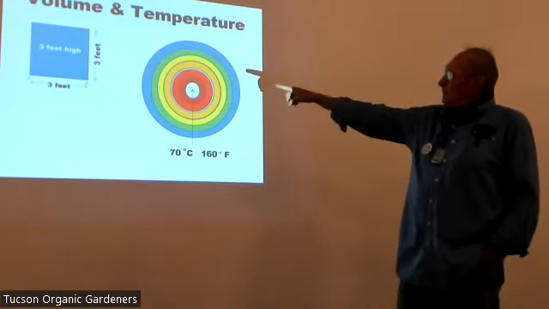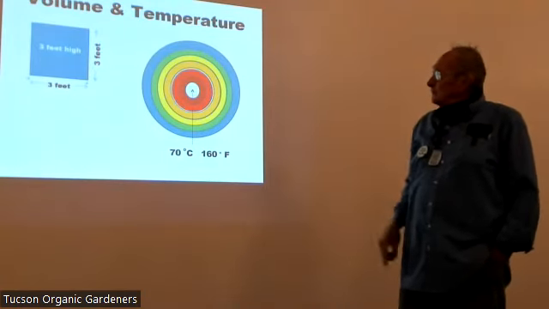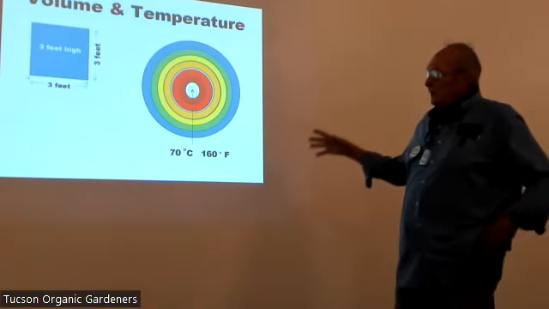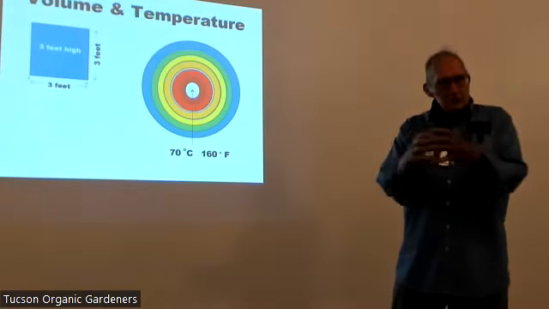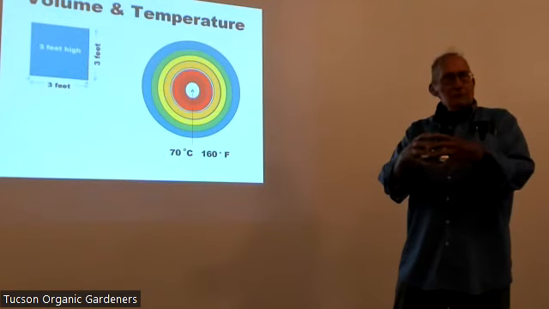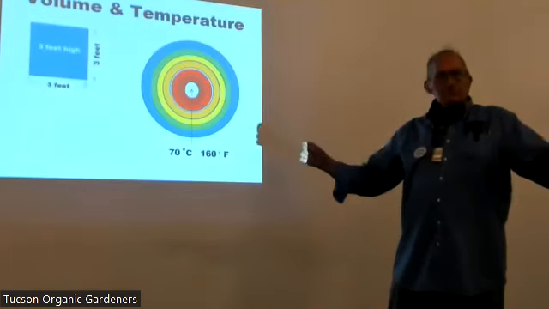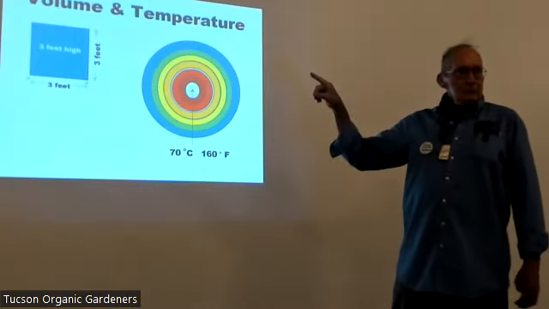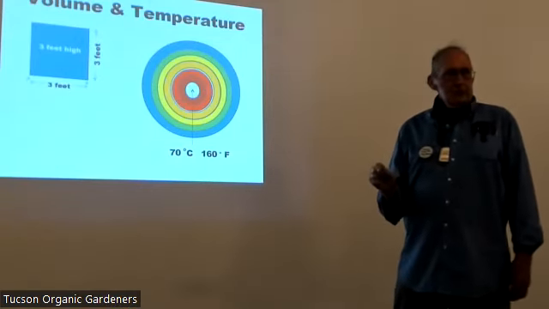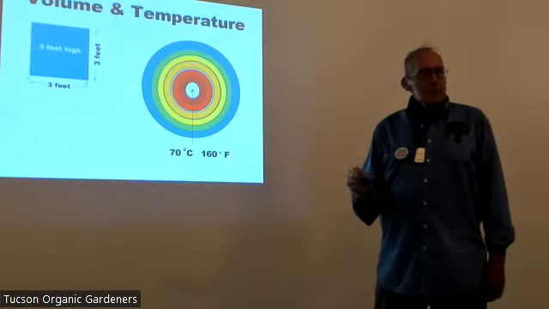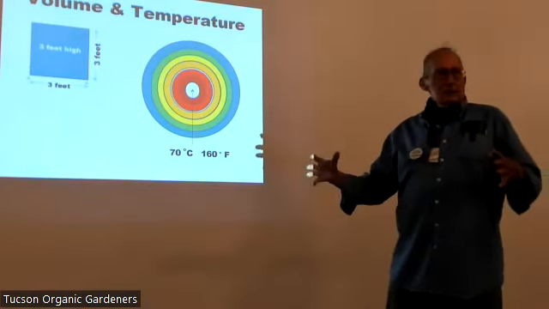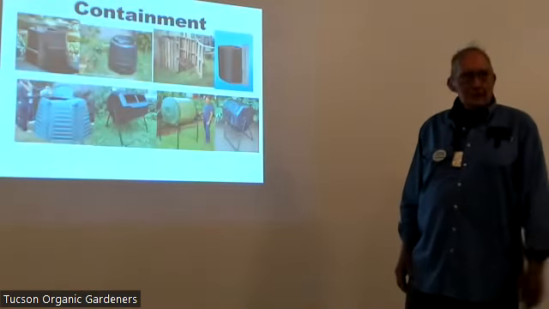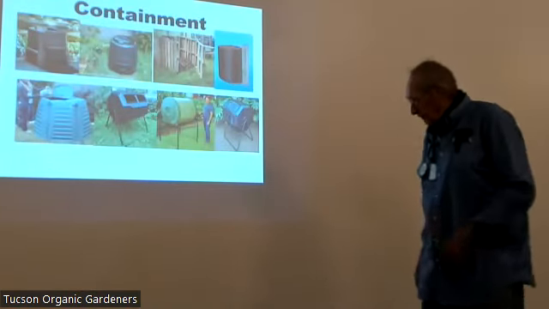And that's why we say the minimum is a 3 foot by 3 foot by 3 foot cube, because you need that much insulation around the center so that it can get hot enough, and then it dissipates out. Now, if you put it in a container, that container wall adds some insulation value, but you still need some volume. And there are some containers.